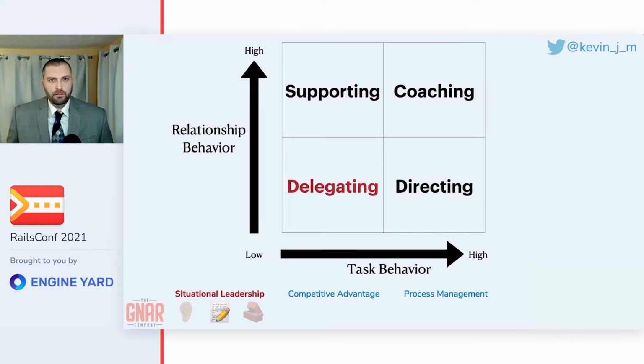And lastly, if there's not much of anything that an individual needs, well, then we move into the delegating style, where the goal is to just get out of people's way.